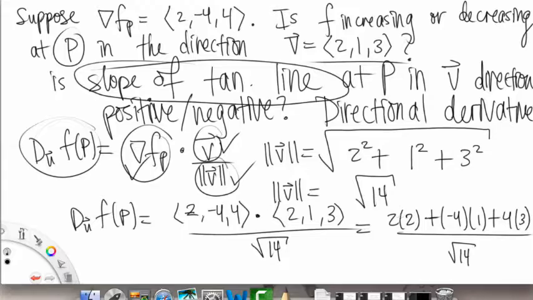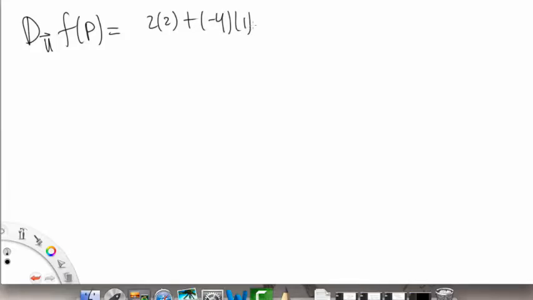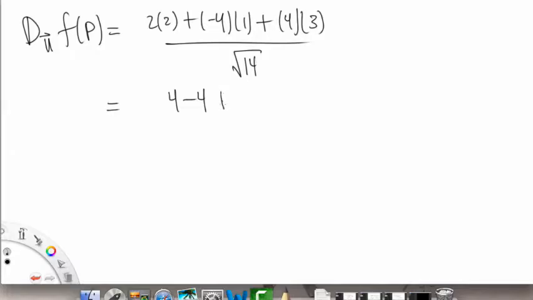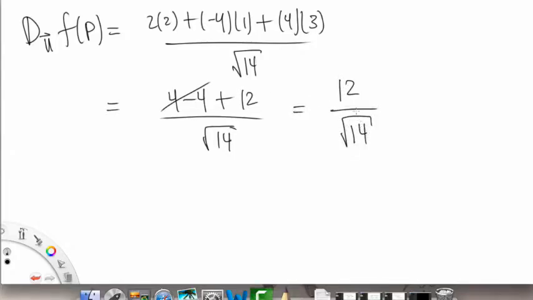Okay, I'll just continue this on the next slide. So we have that the directional derivative so far is equal to 2 times 2 plus negative 4 times 1 plus 4 times 3, over the square root of 14. If we continue this, we get 4 minus 4 plus 12, over the square root of 14. So the 4s cancel out, and we just get 12 over the square root of 14, which is a positive number, that's greater than 0.